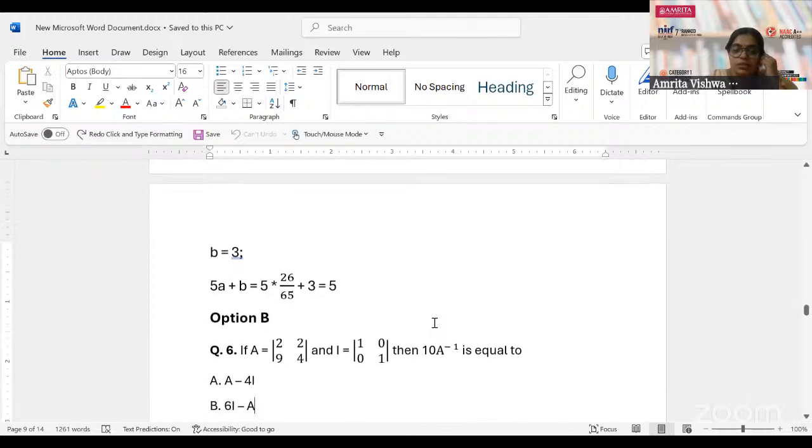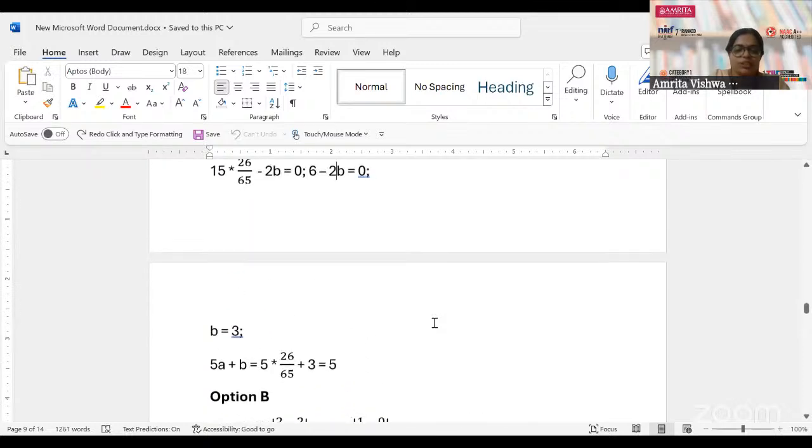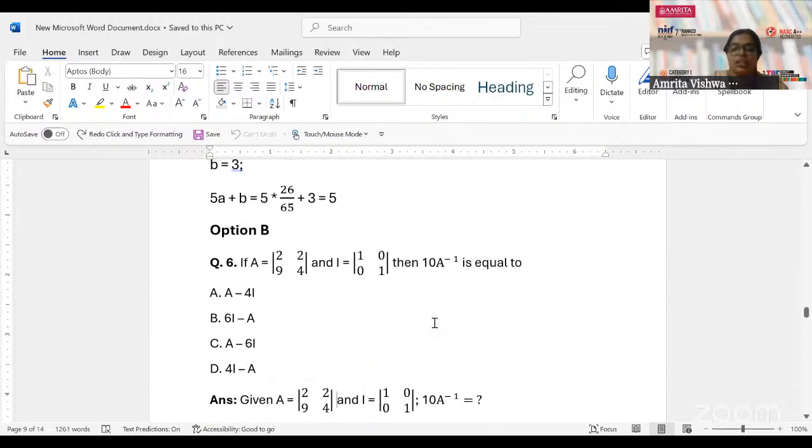So yes, next is also a very, very easy question. I'm not going to say anything. I want you to give me the answer, then we'll start doing. A is given as the determinant matrix 2, 2, 9, 4. We all know what is the identity matrix. You need to find 10 A inverse. You have A and I. It's not going to ask you a value or something. It's only relations. A minus 4I, 6I minus A, minus 6I, 4I minus A. The options are in the form of relations.